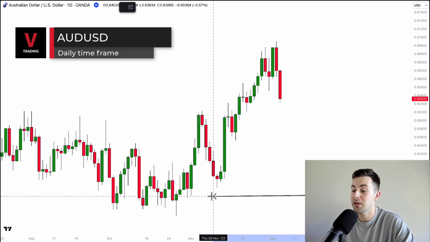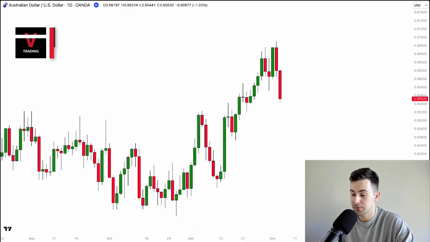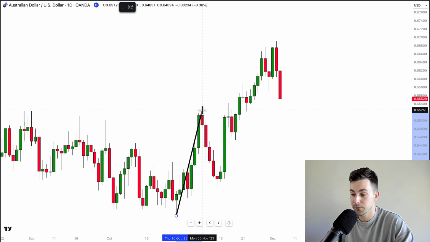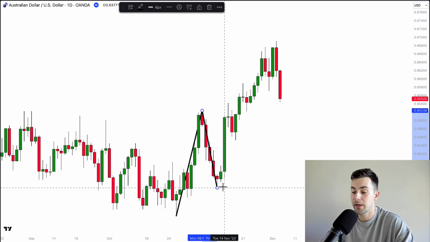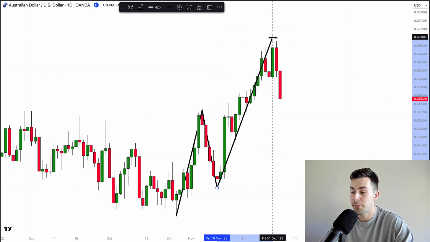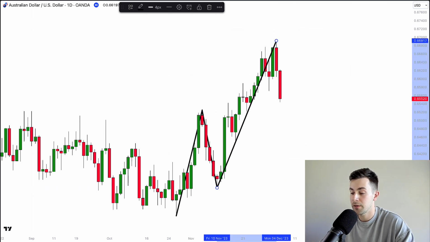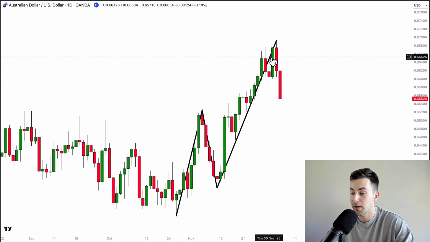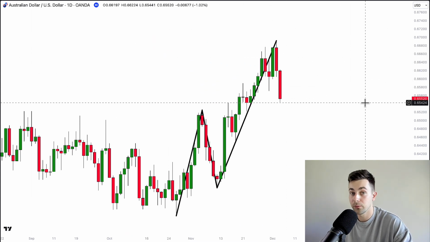Here the market is trading in a bullish trend. You can see that here we have a strong bullish impulse. Then the market retraced, set a higher low, and then bounced and set a new higher high. So from a price action perspective, we have a healthy bullish trend here.